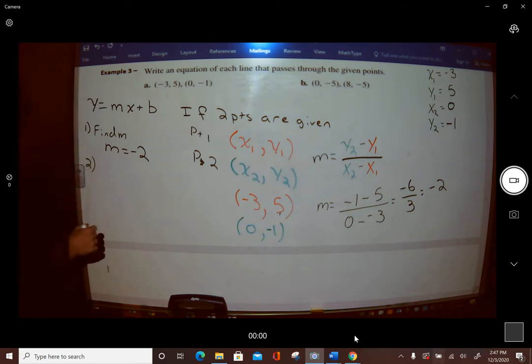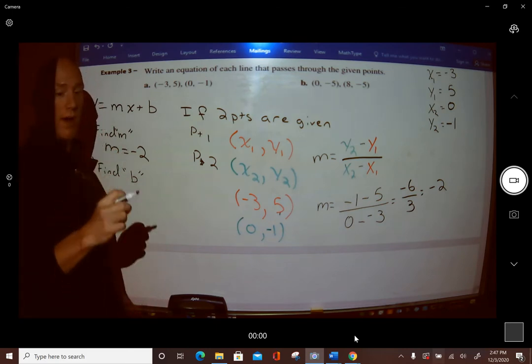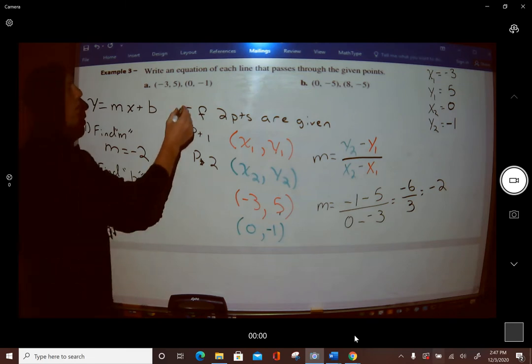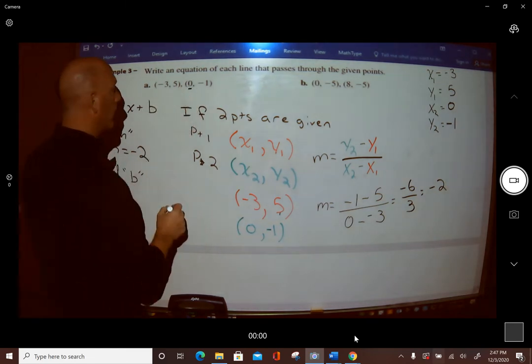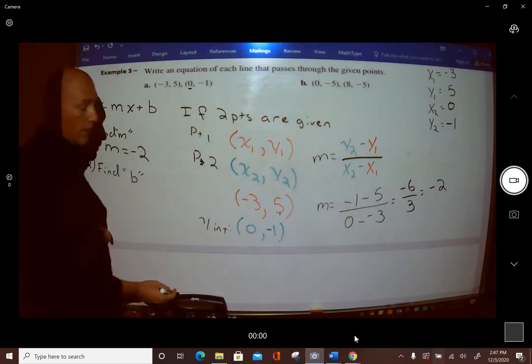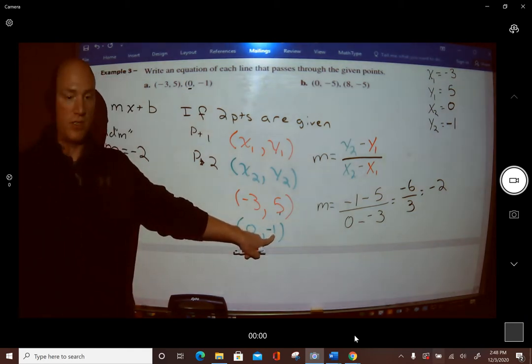Now the second step. The second step is always find b. But I told you guys in the beginning of today, all section 4.1, they always give you the y-intercept. You have to be able to find it. So find b. If they give you 2 points and you're lucky enough to be told the y-intercept, you'll know it because the x is 0. So when you look at the point (0, -1), this is the y-intercept point because x is 0. So my y-intercept, or my b's value, is -1. If x is 0, that is your y-intercept.